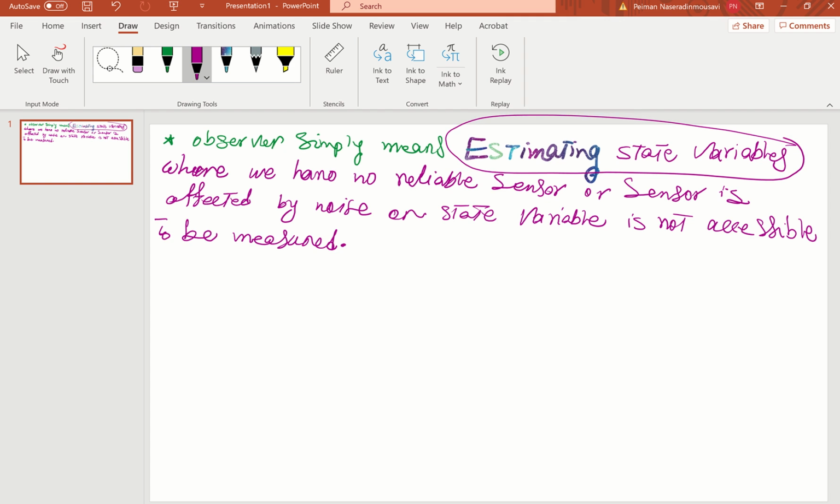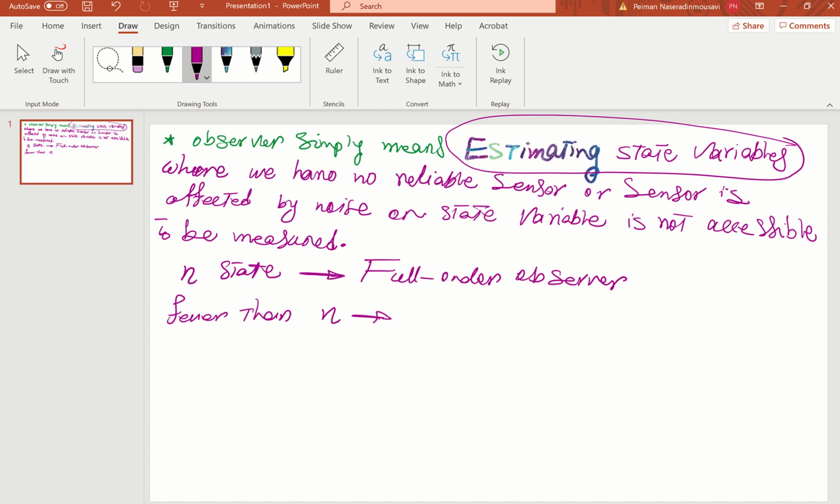In the previous class, I talked about if you estimate n state variables, that is the order of the system, you have a full order observer. Remember from the previous class? If you estimate fewer than n states, its name is reduced order observer.